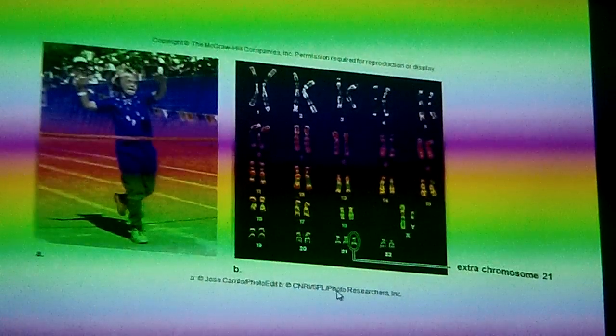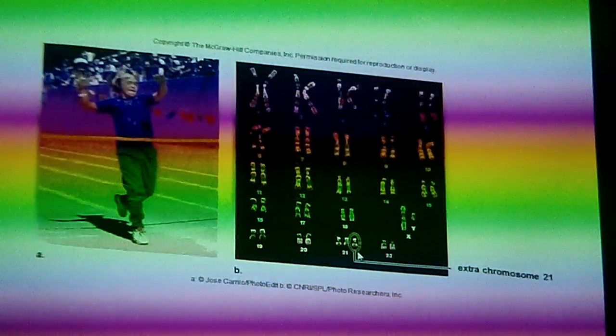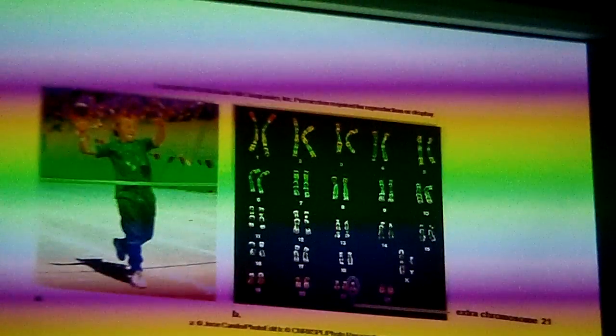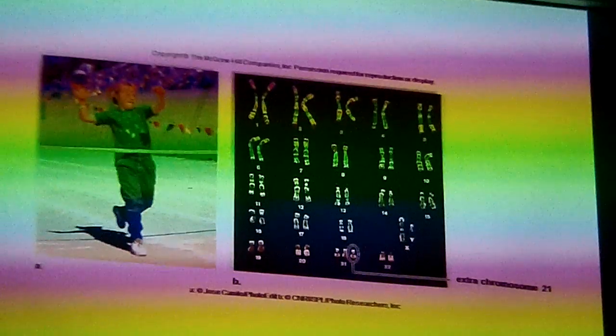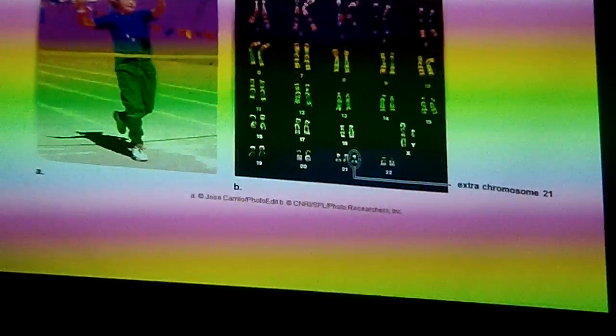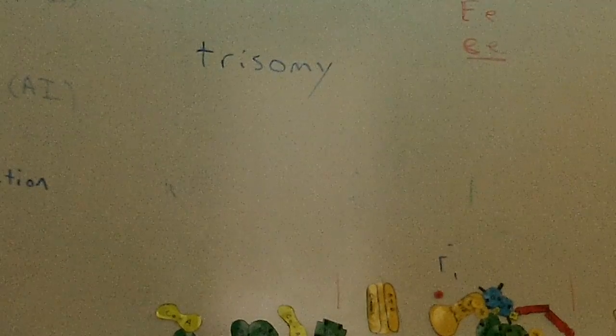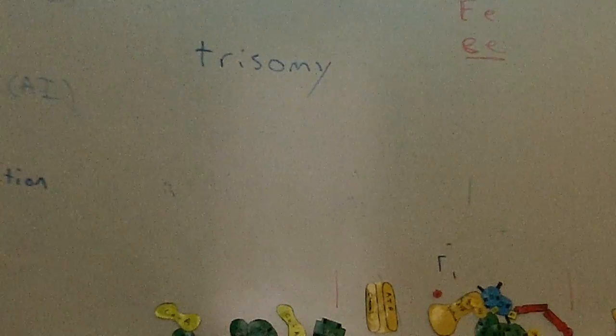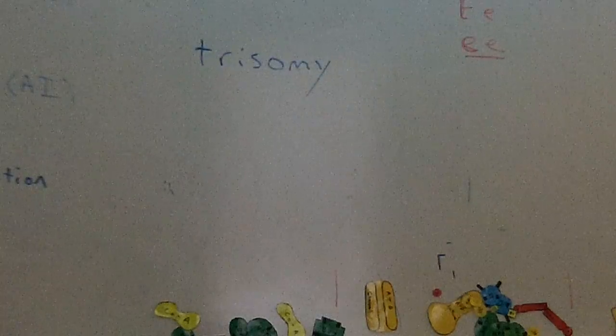And we have a name for that. Whenever you have 3 copies of a chromosome, let me erase this, 3 copies of a chromosome is called a trisomy. And that causes Down syndrome, which has a lot of problems. They have mental retardation. They have a cleft palate. The flexibility of their joints is different. It affects the whole body. They don't live as long.